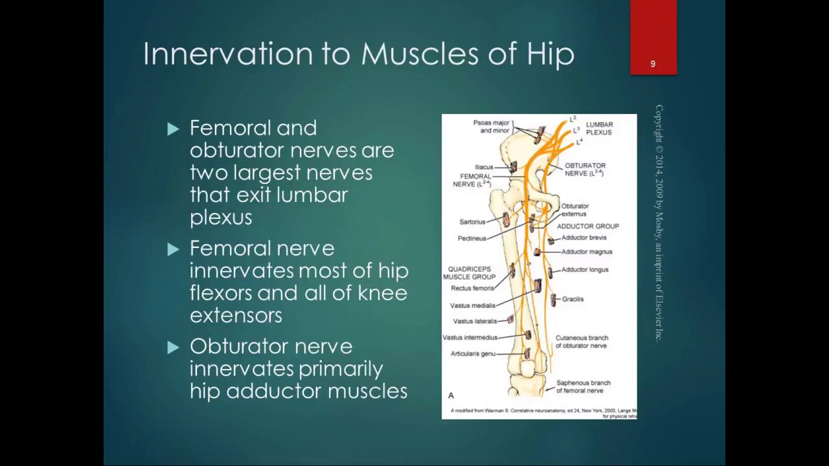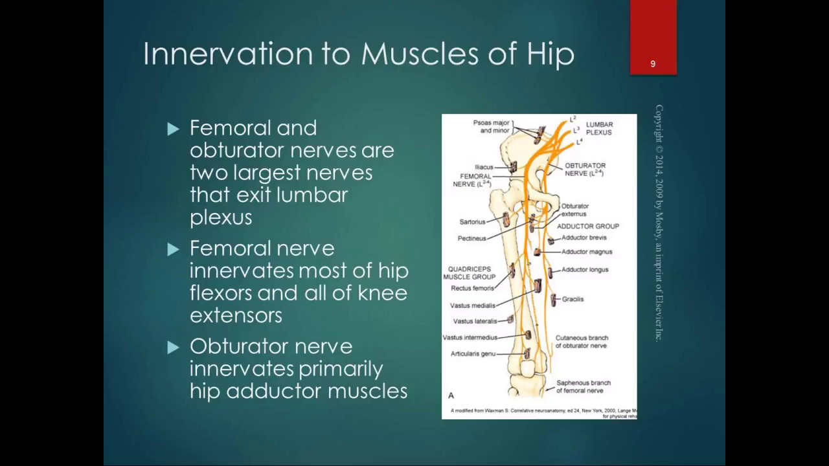So the innervation to the muscles of the hip is actually pretty simple, which is yay. Isn't that nice? The femoral and the obturator nerves are the two largest nerves that exit the lumbar plexus. The femoral nerve innervates most of the hip flexors and all of the knee extensors. The obturator nerve innervates primarily hip adductor muscles.